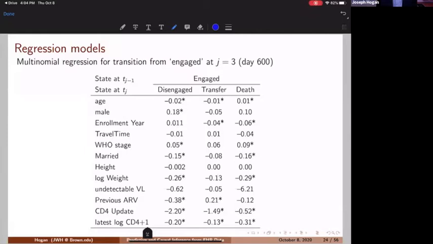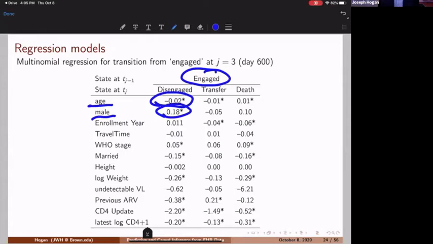So this is really just a summary though. Don't read a lot of inference into this. I just didn't want to put all the standard errors up here as well. But what we see is, for example, if you start out in the engaged state and you are older, the older you are, the less likely you are to go missing. If you're male, the more likely you are to go missing.